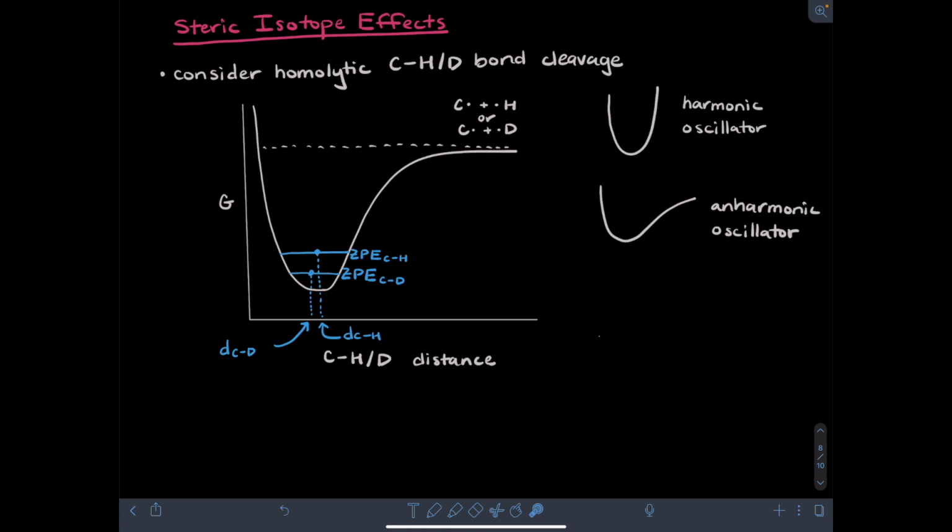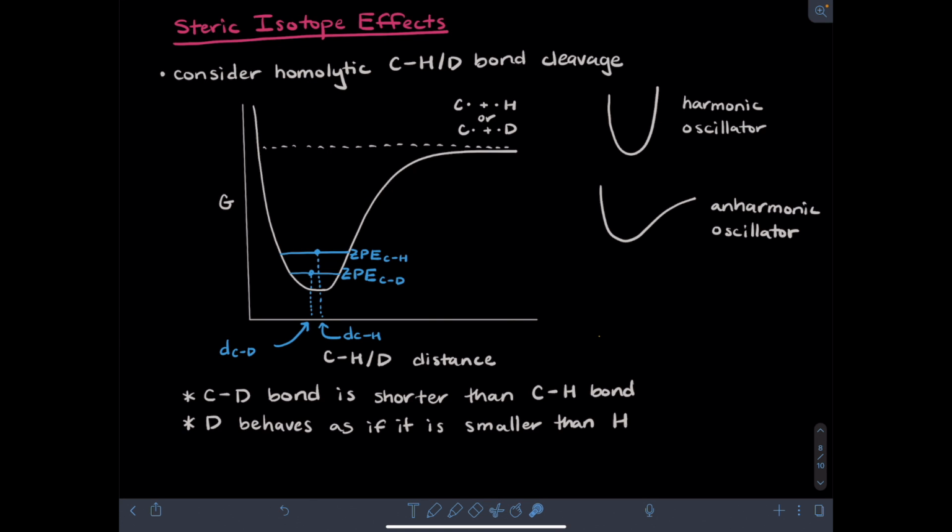If you looked at the center of the energy well for deuterium, it's further to the left than it is for hydrogen. This point corresponds to the distance of the carbon-deuterium versus the carbon-hydrogen bond. Because this distance is smaller for deuterium, the carbon-deuterium bond is shorter than a carbon-hydrogen bond. And this means that deuterium behaves as if it's smaller than hydrogen. So for example, if you had a CD3 group it would behave as if it's smaller than a CH3 group.